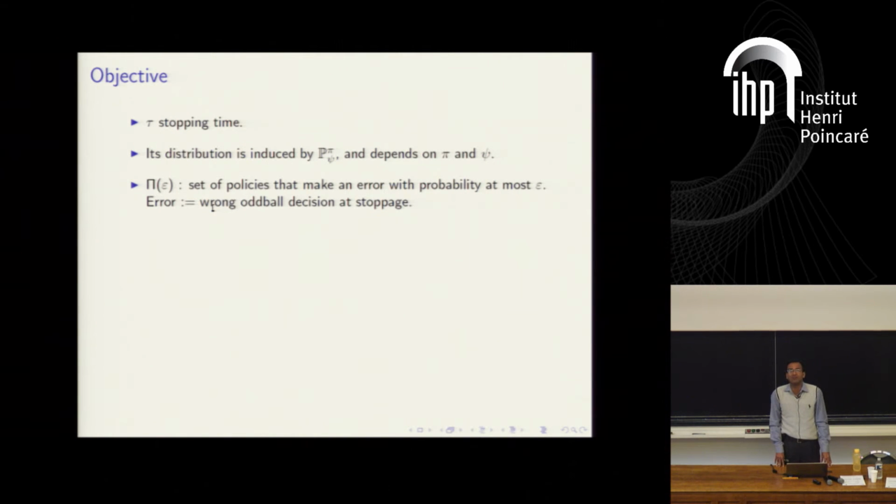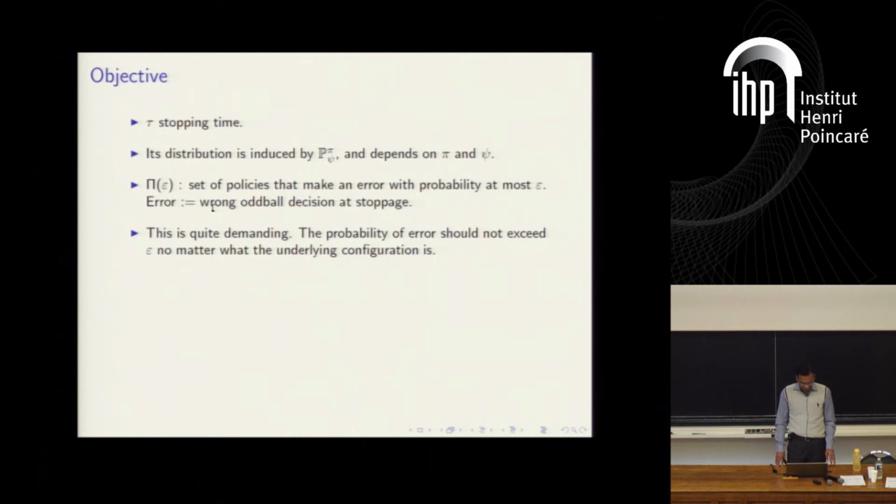It's a set of policies that make an error with probability at most epsilon. And here by error, I mean your decision at the time of stoppage. If the decision is not the correct oddball location, we declare an error. Okay? So we want this particular error rate, or the probability of an error here, to be less than or equal to epsilon. And now this is actually something which is quite demanding because the probability of error should not exceed epsilon no matter what the underlying configuration is, no matter what the ground truth is. So we are actually demanding quite a bit from these policies.